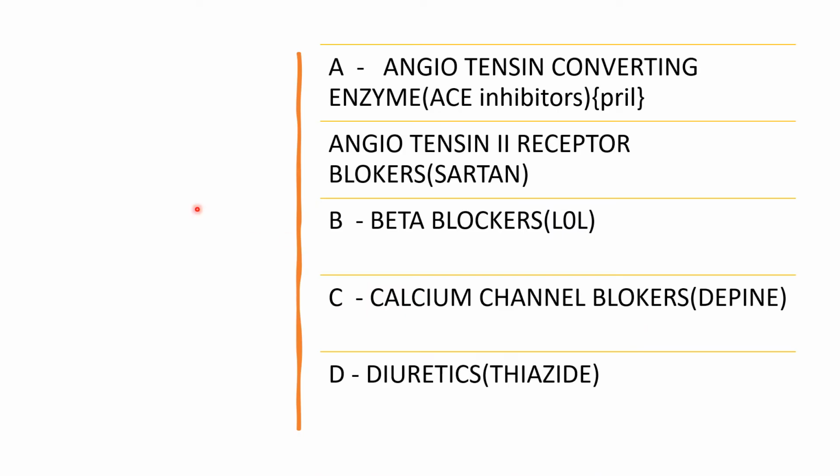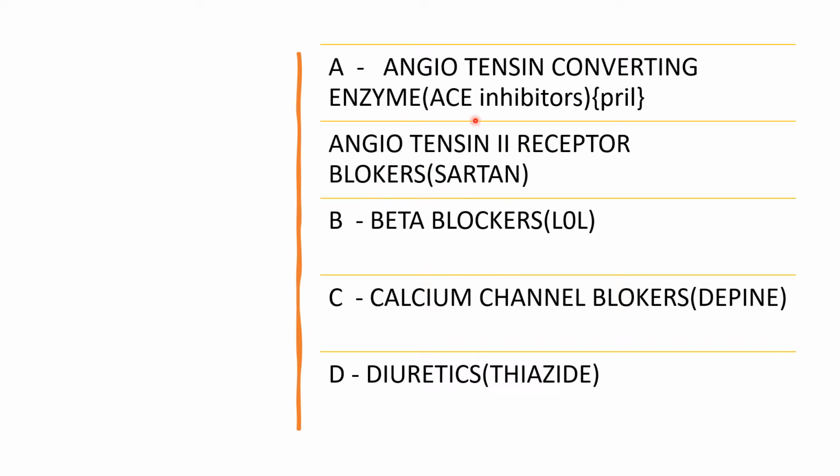So an easy way to remember the antihypertensive medicines is A, B, C and D. In A, two types will come: angiotensin converting enzyme ACE inhibitors and angiotensin 2 receptor blockers. One is converting enzyme and the other one is angiotensin 2 receptor blockers.